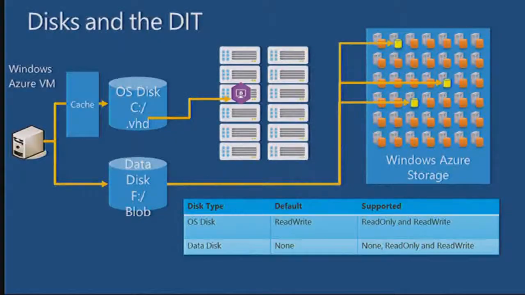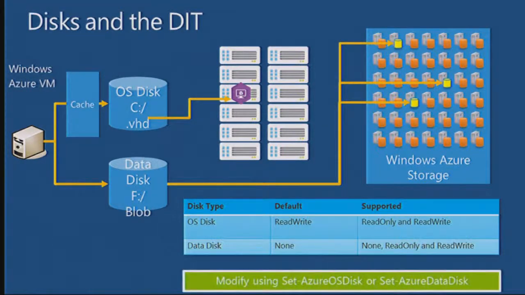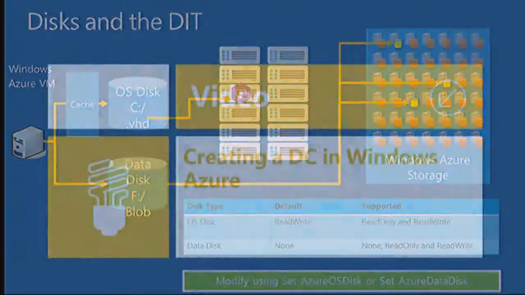So remember this slide that I showed you earlier, which said that the operating system disk has a read-write cache by default, and a data disk has no cache. So what can you do in that situation? You could modify it, but there's a reason that the operating system disk has a cache, and that's for speed and performance. So you'll lose some performance if you do that. So the best thing to do is to put your DIT onto a data disk.